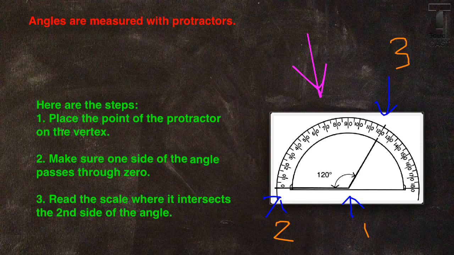Second, you want to make sure that one side of the angle passes through 0. What that means is you just want to make sure that one side of your angle, or one ray, is horizontal, like you see here, and it's just going to pass right through 0. Third, you're going to read the scale. You're going to see where your second ray intersects with the numbers, and that's going to be your measurement. This one intersects with 120, so this angle measures 120 degrees.